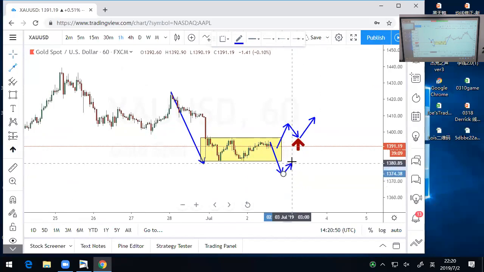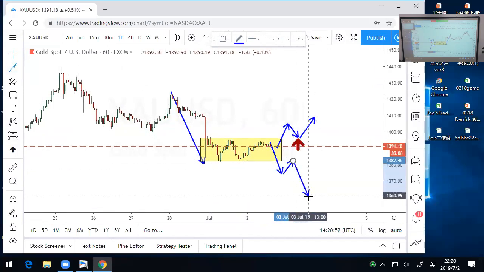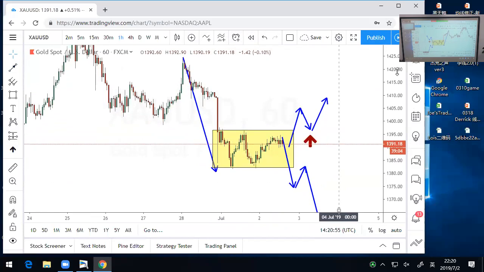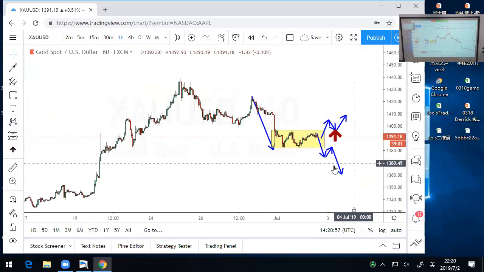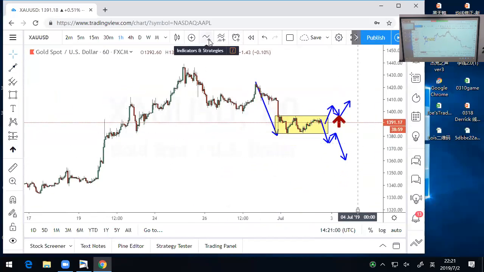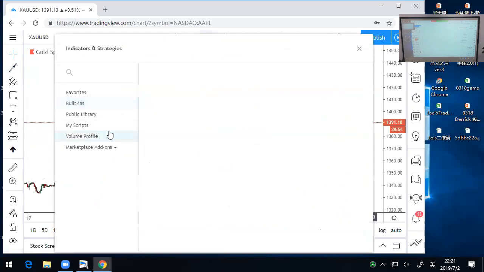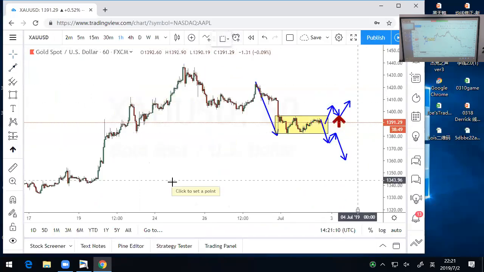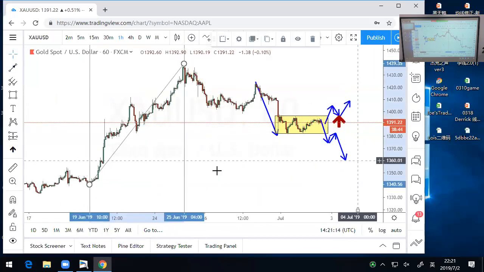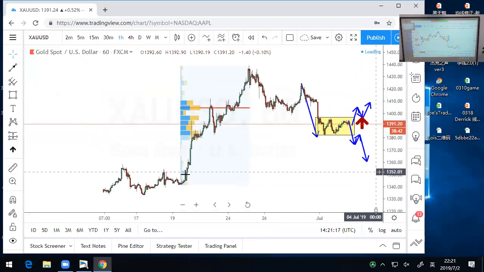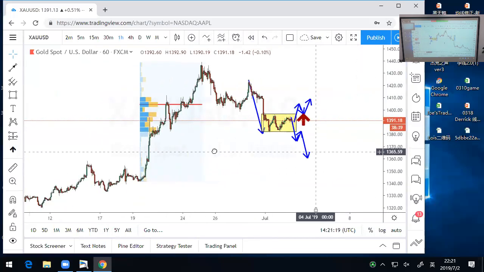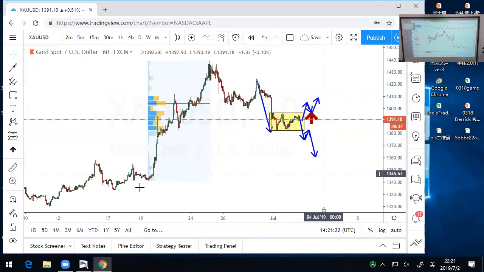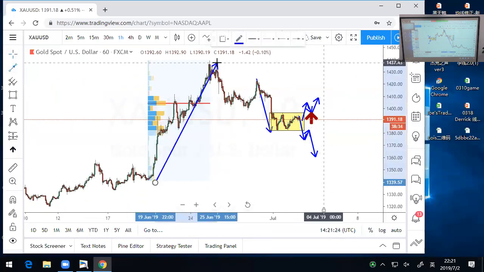In my class that I held on June 23rd, we found a very important indicator that we can use from TradingView, which is the volume profile. So I'm going to apply the volume profile. We are going to use the fixed range, and we just use from here to here. The behavior we want to identify is, as you can see, the whole rally from here to here.